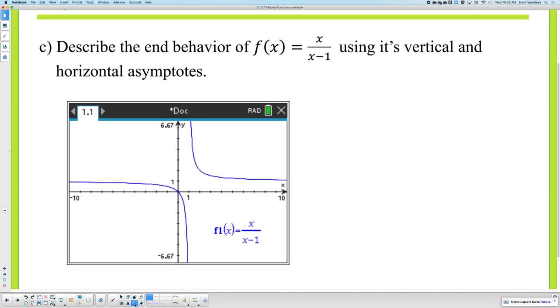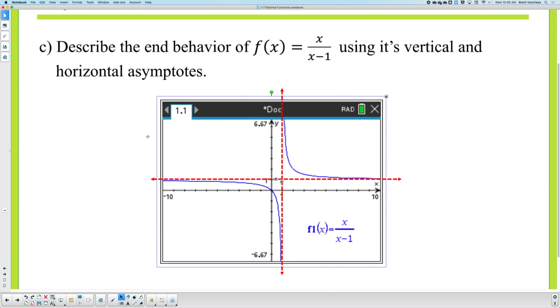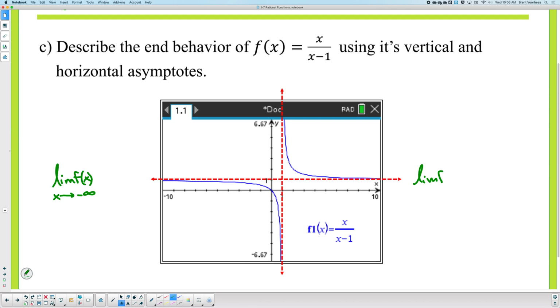What's happening to the graph? End behavior means as you go forever to the left and forever to the right. As you go to the left without bound and to the right without bound, we want to write what is happening to our graph. Okay, so we're going to write two limits here for our end behavior. So I'm going to write first the limit as we go to the left. End behavior wants to know what's happening as you go to the left and what's happening as you go to the right.